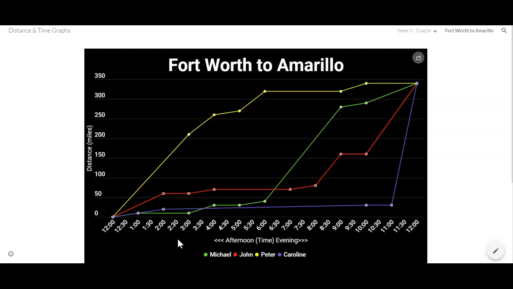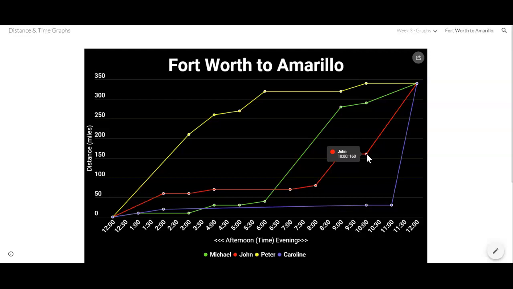Here's how you use this graph. First, notice that there's some dots on the graph. Anytime I hover over a dot, it gives me information. This one says 4 o'clock, 70. This one up here says 5 o'clock, 270. This one here says 9 o'clock, 280. This one here says 10 o'clock, 160. All of these dots show you two things: the time, and the total distance traveled.